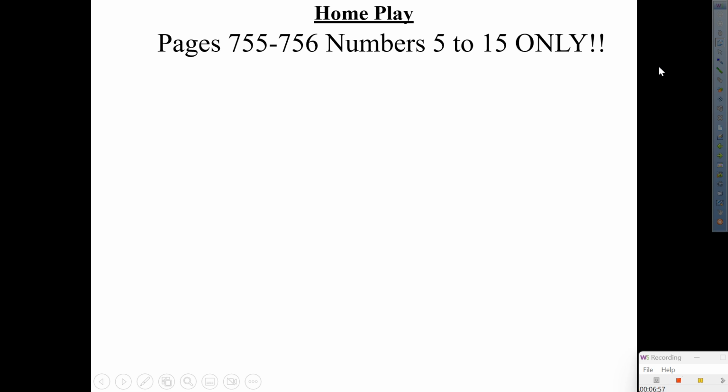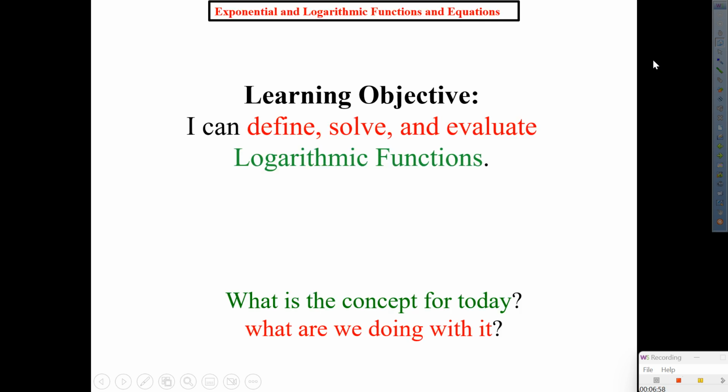Your homework from last time, before we had our Friday, it was an exponential function. Copy the objective. I can define, solve, and evaluate logarithmic functions. But before we do, get your stuff and get out of the way, please.